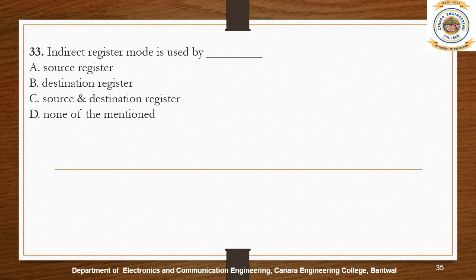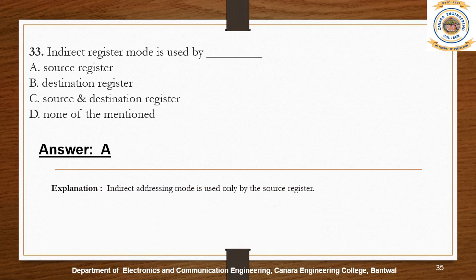We have four different types of addressing modes, out of which only two addressing modes are used by the destination register, whereas in case of the source register all the addressing modes can be used. The indirect addressing mode and the indexed addressing mode are the two addressing modes that are used by the source register.